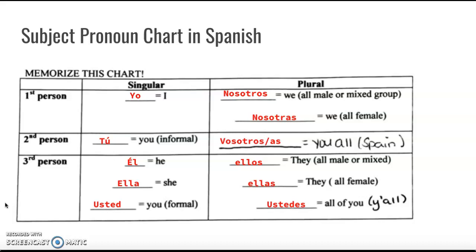So this subject pronoun chart is important. You need to memorize it in this exact order. Not only do you need to know your subject pronouns, you have to memorize the chart as well.